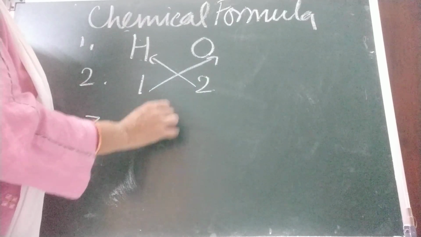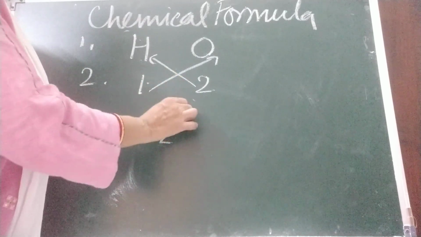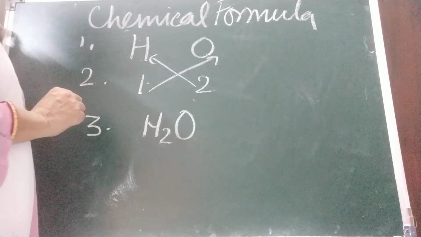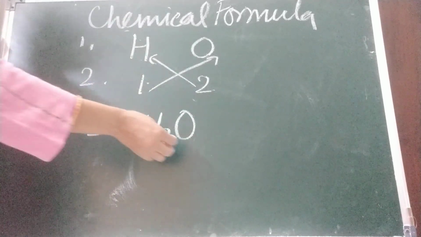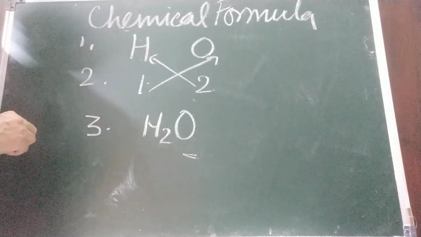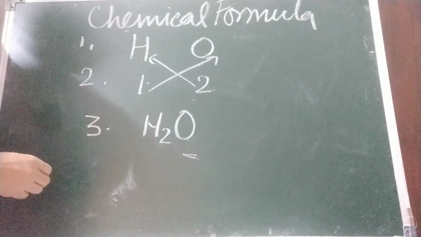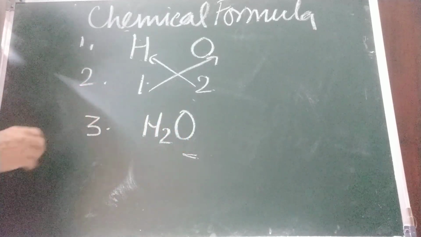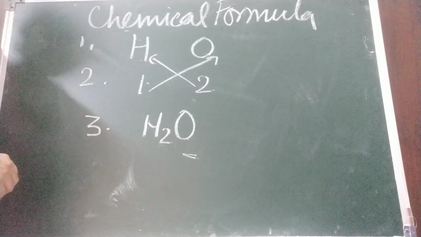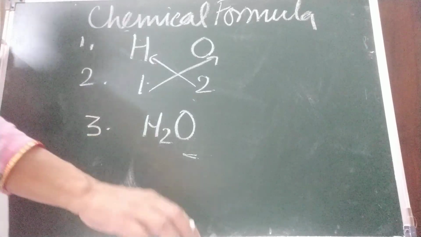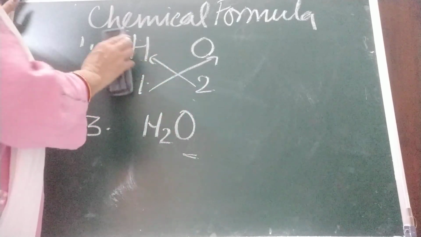What are you going to write down? H2O1. As I told you, 1 we never write because the symbol itself represents 1. This is 1 already. So is this clear, how to make a chemical formula? More formulas I am going to make for you.